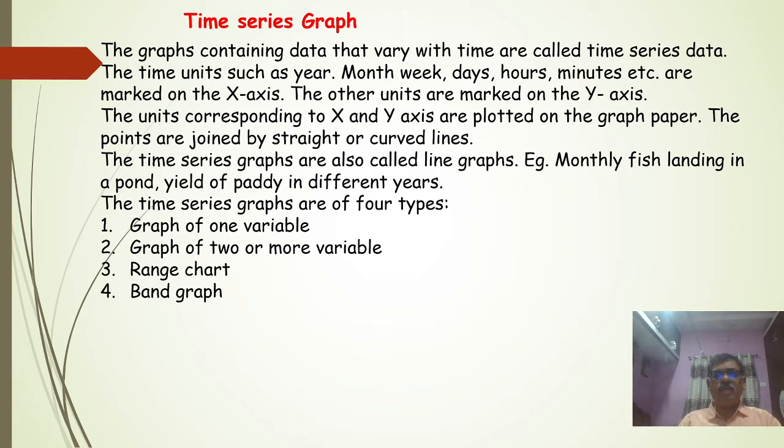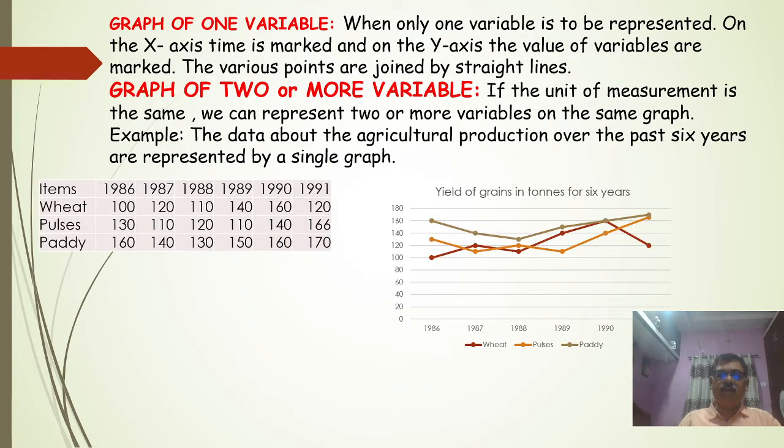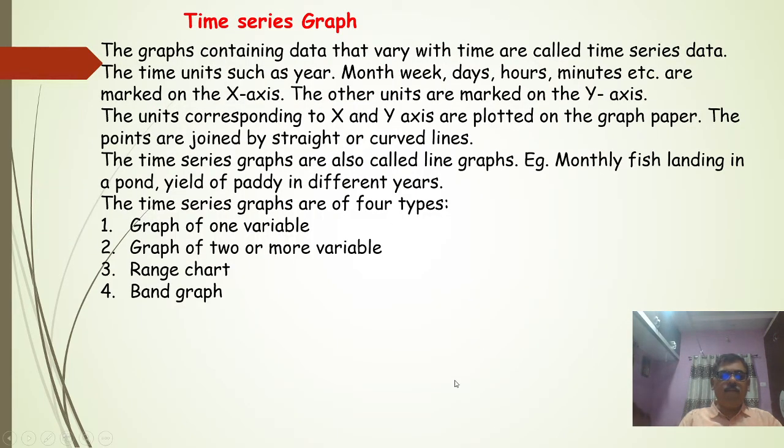The units corresponding to the x and y axes are plotted on the graph paper, and the points are joined either by straight lines or curved lines. Time series graphs are also called line graphs. Examples are monthly fish landing in a pond, and yield of paddy in different years. That is the time series graph that we have discussed. A time series graph is again of four types: the graph of one variable, graph of two or more variables, range chart, and the band graph.